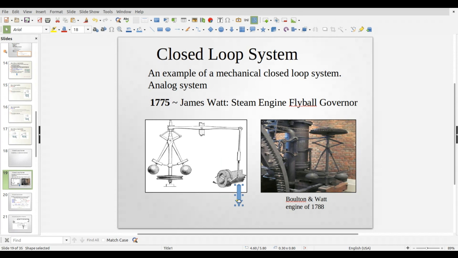And James Watt didn't have a PLC back then. He didn't have servo motors or 4 to 20 milliamp sensors and actuators, right? But he built this total mechanical thing, and it works very, very well. And in some ways, it actually works better than a PLC would because of that inherent delay in the PLC.